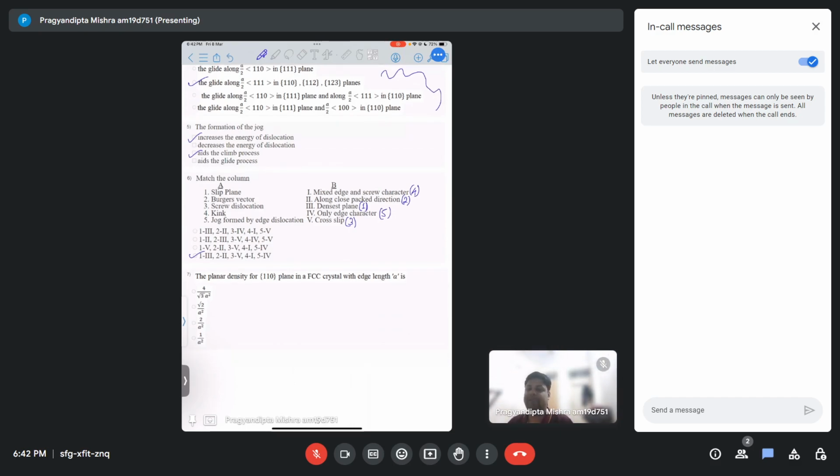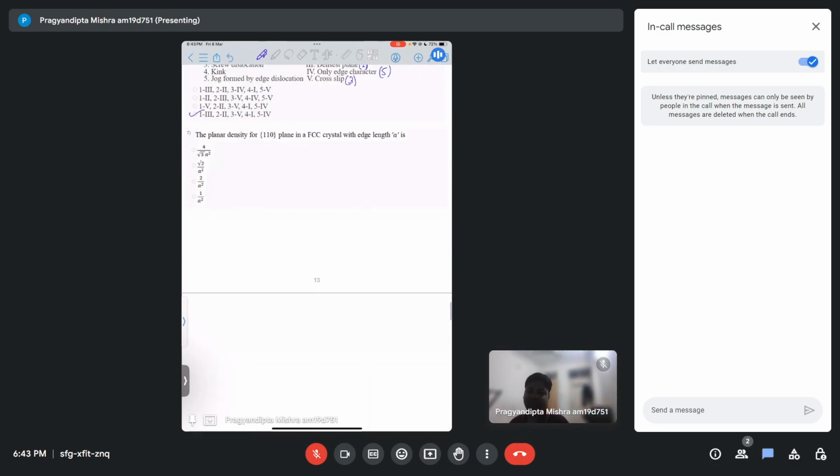So next question. The planar density for the 110 plane in FCC crystal with edge length a. So they are asking us to calculate planar density. We have already seen how to calculate planar density, what is the formula. So let's just apply that here. First let's draw an FCC crystal. How will an FCC crystal look like?